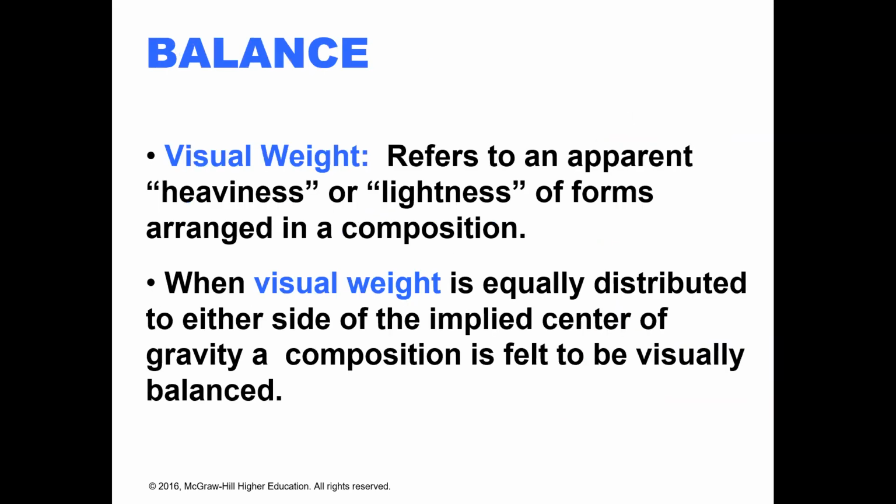So balance, we have visual weight, referring to an apparent heaviness or lightness of forms arranged in the composition, and maybe their juxtaposition with each other. When visual weight is equally distributed to either side of the implied center of gravity, a composition is felt to be visually balanced. So like a scale, balanced in the middle with equal weights on either side, is balanced visually.